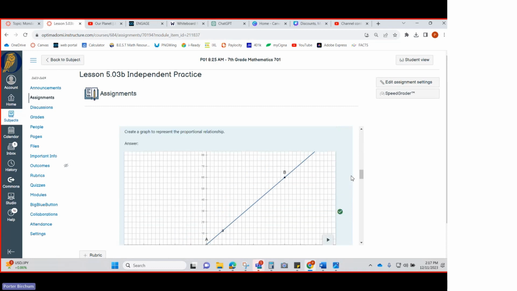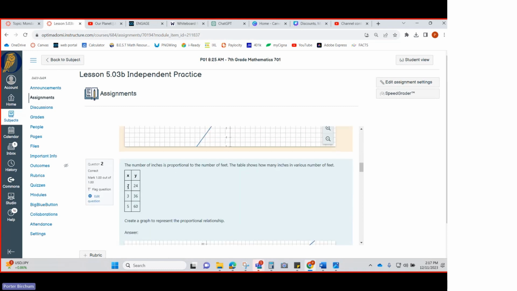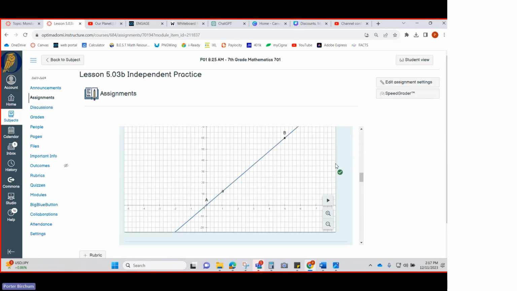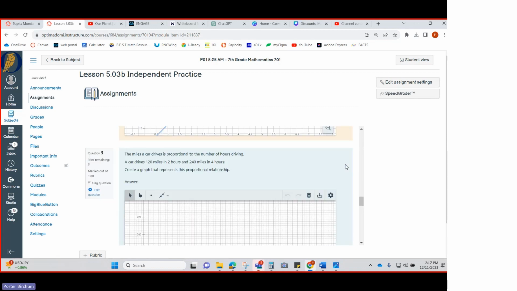Where is it? Here it is. Correct. Yeah, here we go. 2 and 24 was giving me trouble, so skip that one. I chose what I thought would be the easiest point to plot: 5 and 60. Is correct. Next question. The miles a car drives is proportional to the number of hours.